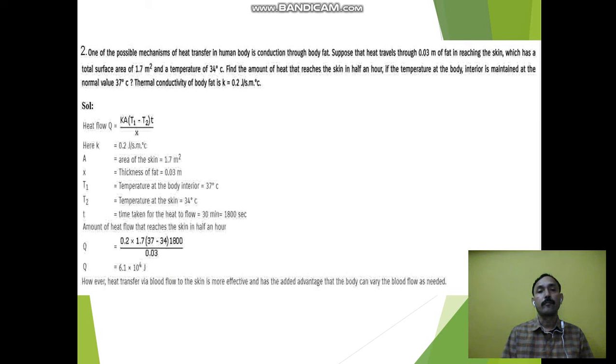However, heat transfer via blood flow to the skin is more effective and has the added advantage that the body can vary the blood flow as needed.